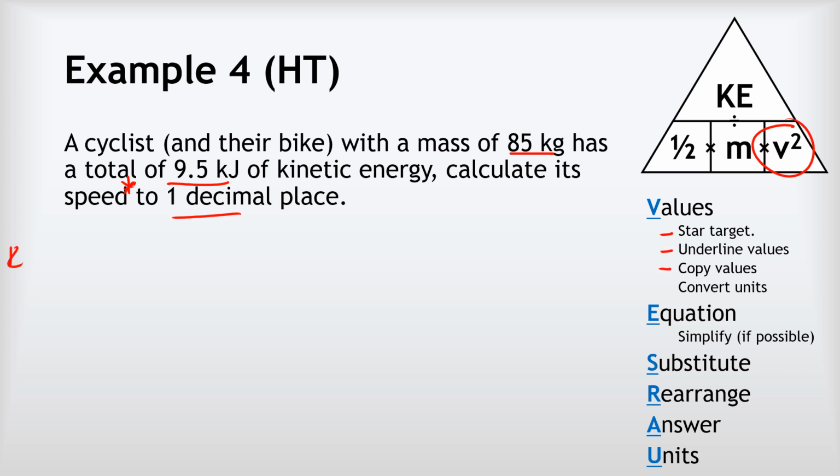We've already underlined the values, so let's copy those out. We have KE, kinetic energy, equals 9.5 kilojoules. The mass is 85 kilograms. And finally, the velocity or speed is unknown, so we'll just leave that as a star. Now, we do need to convert some units again because we've got kilojoules. We need to multiply that by 1,000, because remember, kilo means 1,000. So that will give us 9,500 joules as our kinetic energy.